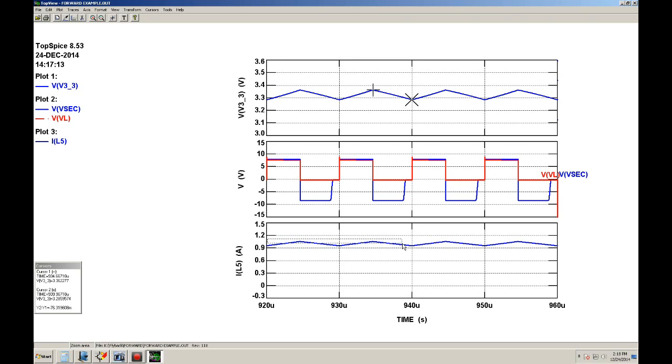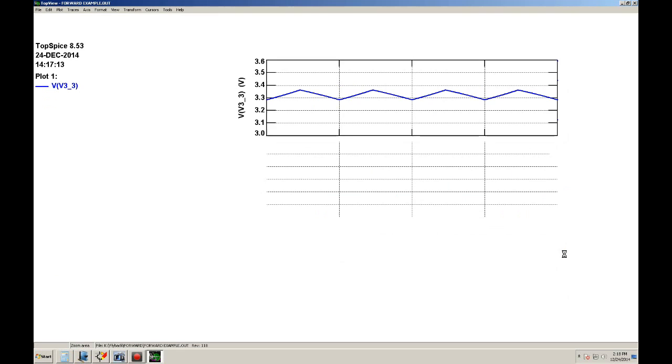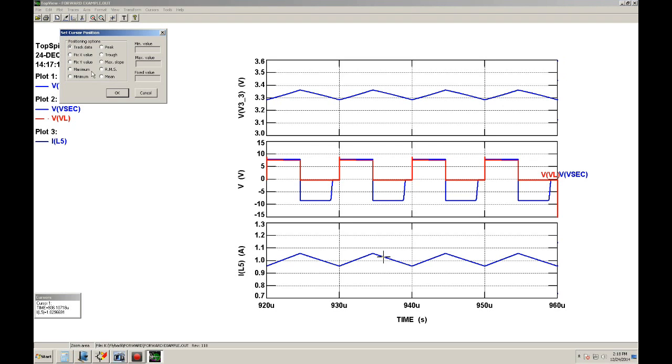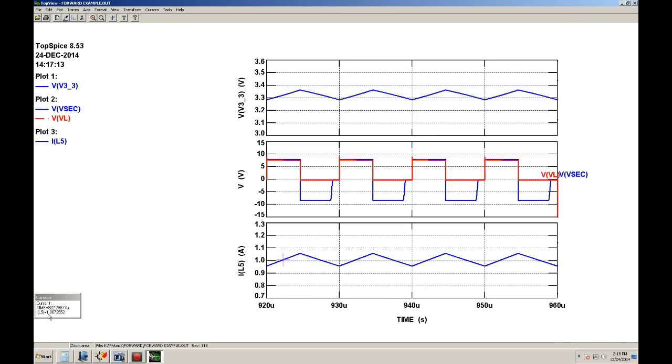But the important waveform that I want to show is this. This is the current through the inductor. And like I said, if I was to take the average, set it right there, and then go to position, average, which is mean, the average is 1.007. So that's very close.